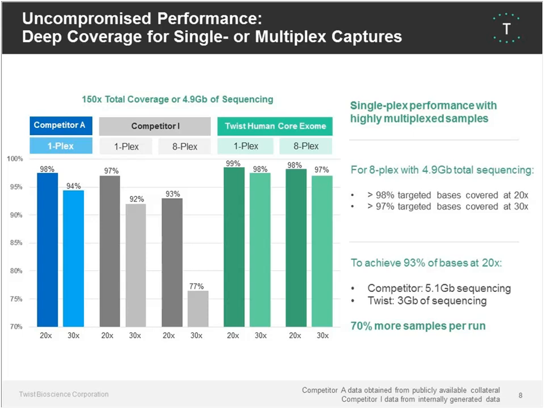But before we get to that, I'd like to then compare these two configurations to one other competitor, competitor I. Now, in both the singleplex configuration with Twist relative to the singleplex configuration with competitor I, or the 8-plex configuration between the two, Twist is outperforming both at 20 and 30x. And then finally, with competitor A in their singleplex format, you can see that Twist also outperforms in both its singleplex and its 8-plex form.